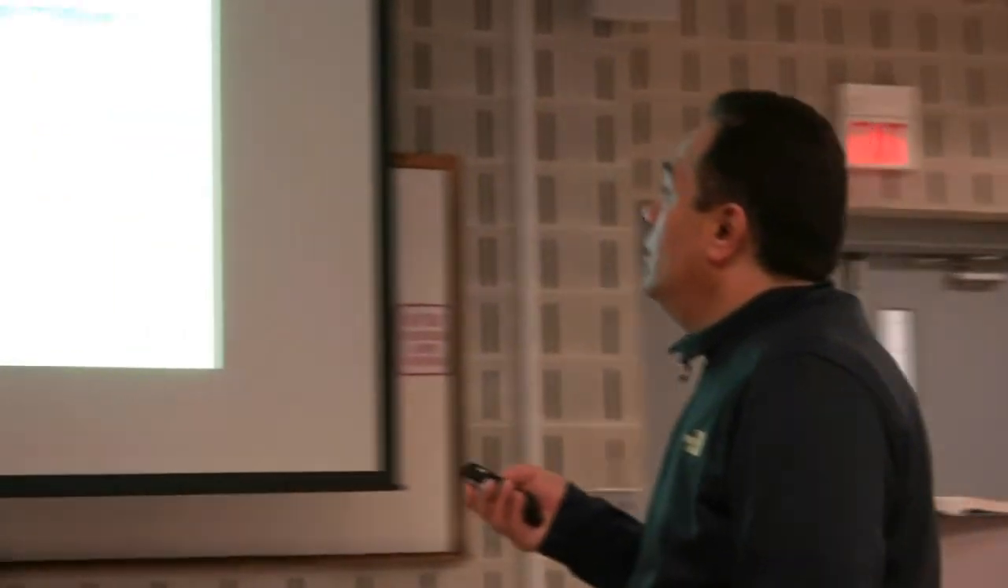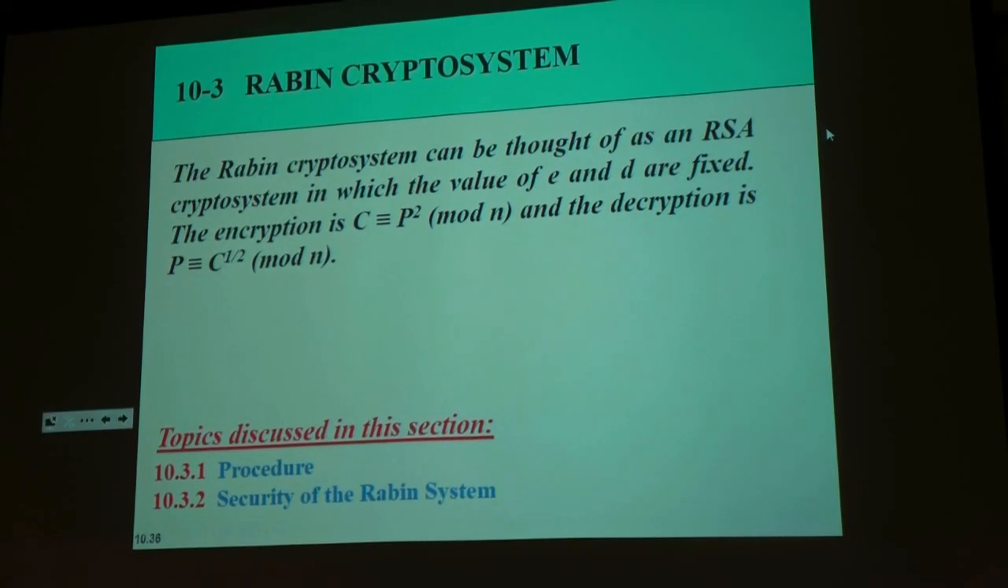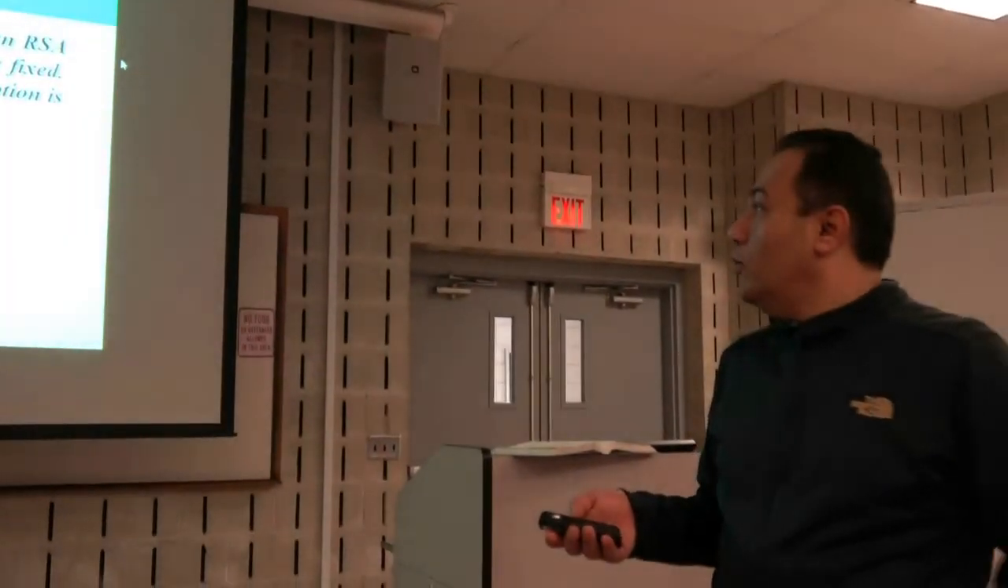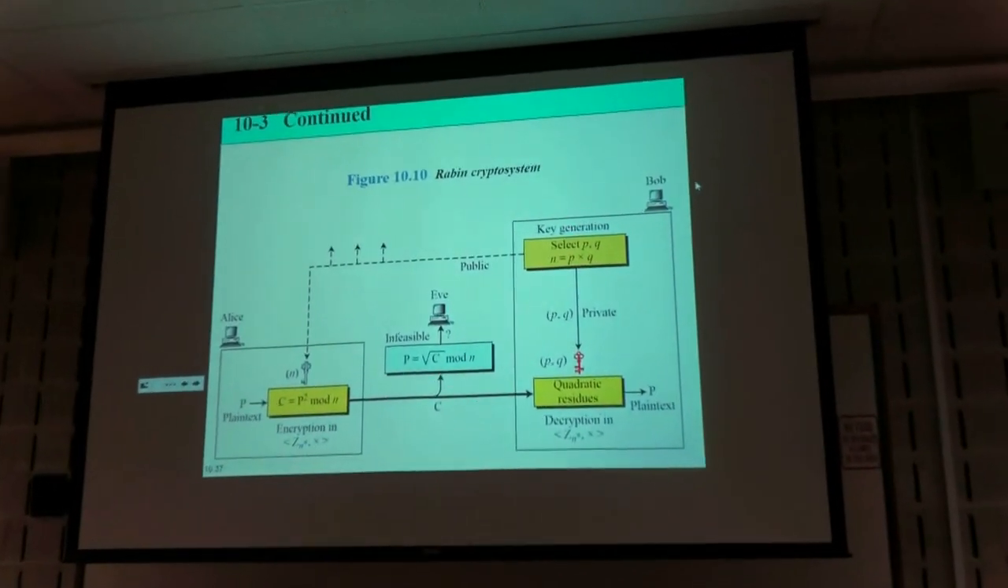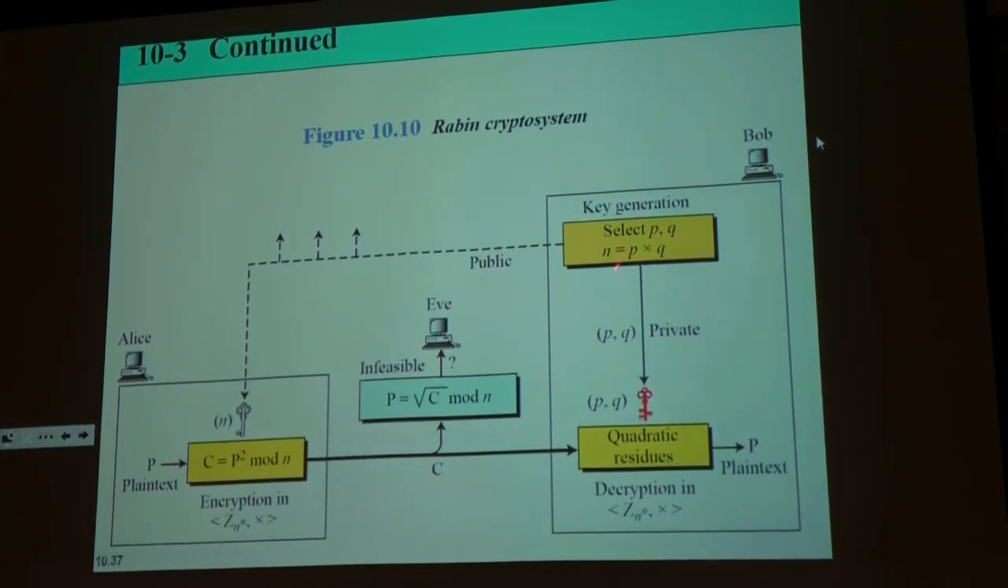So the encryption is C equals P squared modulo N. So what is the public key? It's 2. And the decryption is 1/2. So it's known. So what are you doing here? The same thing. You select a P and a Q, P a prime, Q a prime. Multiply them together. The private key becomes P and Q. E and D are already known.